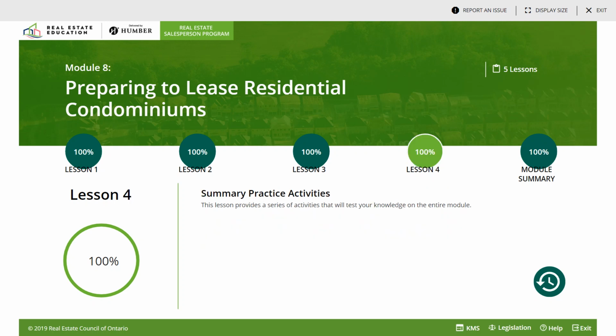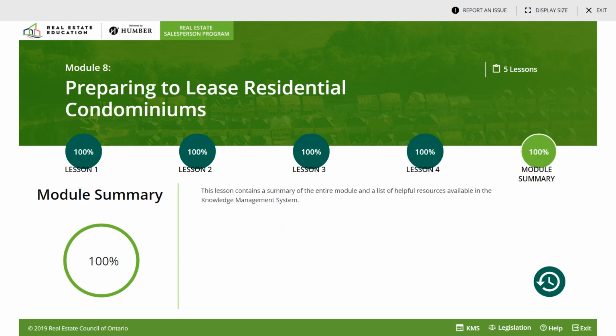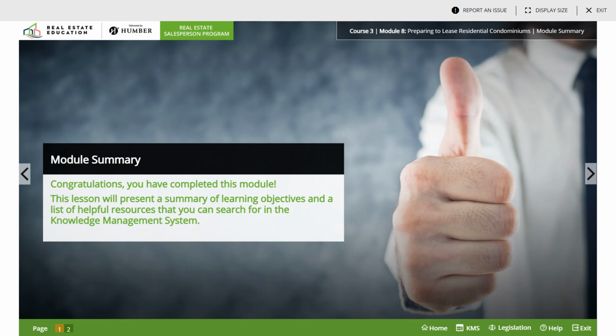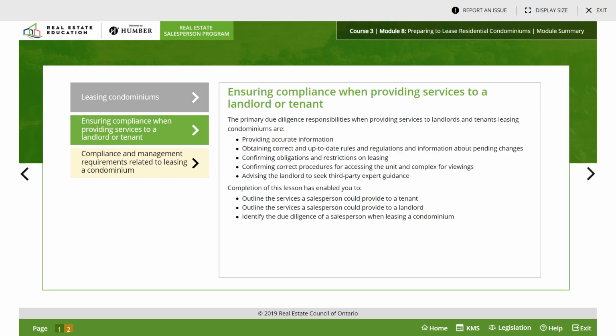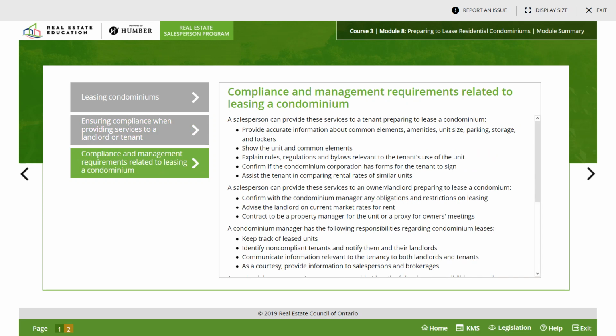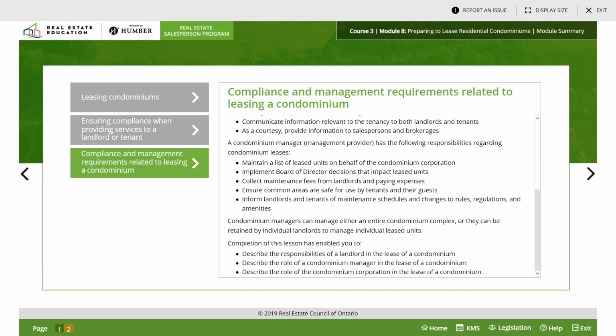Moving on to Lesson 4, which is summary practice activities. Moving on to the module summary. Let's see if we've missed anything. No, basically we've covered everything here in Module 8.